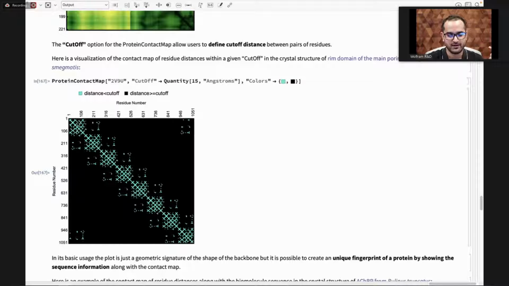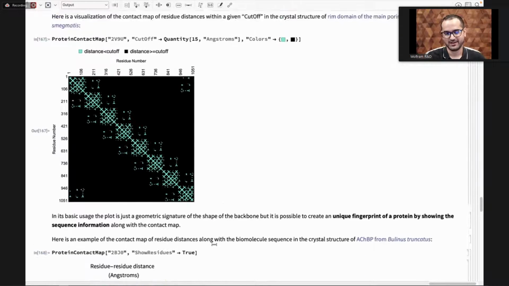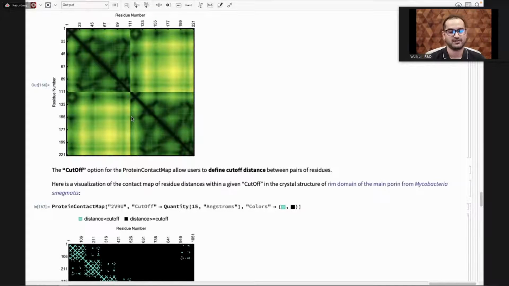And as you can see, obviously, as expected, same chain residues are closer, and that's why you see more bright spots here than here. And using this cutoff, you can create a binarized version of the contact map to highlight some geometric feature; this does give you that flexibility too. One thing I always wanted to do when creating this function is, this plot is just geometric in nature, right? You don't have any sequence information in the plot. It just tells you what the geometry of the backbone is.